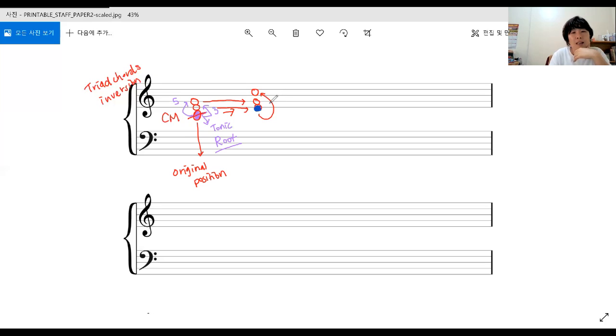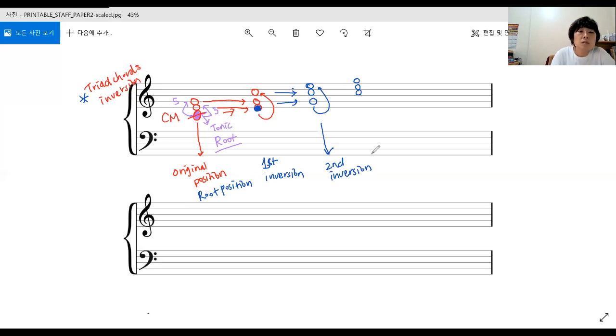So E wants to go on top. So right here, G and C are still in the same position, but E goes to the top like that, right? And then one more, it's going to be the original position. So in a triad chord, we only have two changed positions. The first one is original position, we call the root position. And then first inversion. And this one we call second inversion.